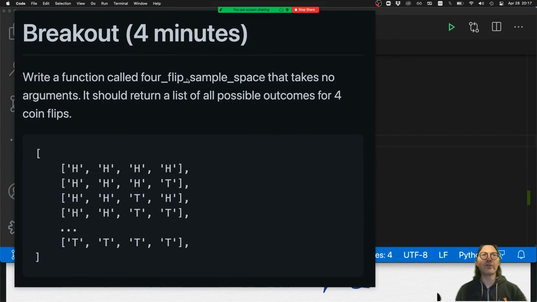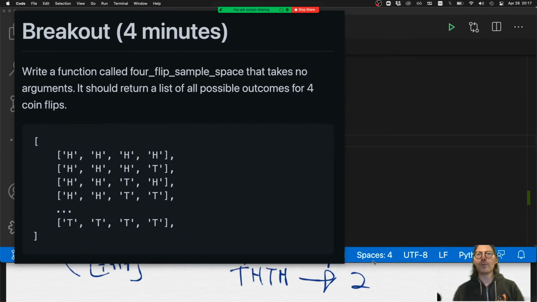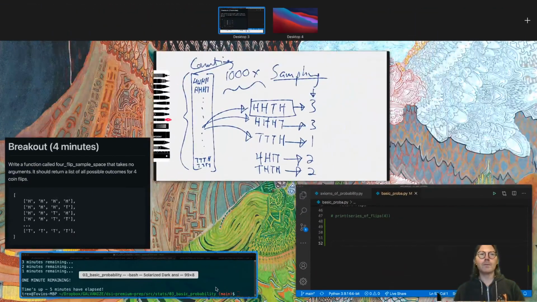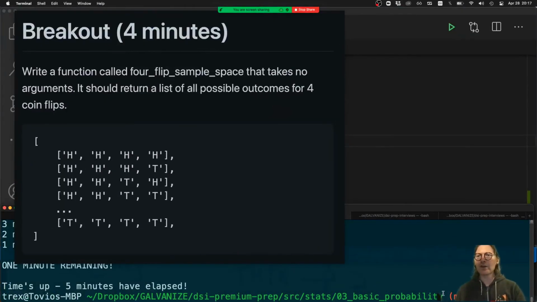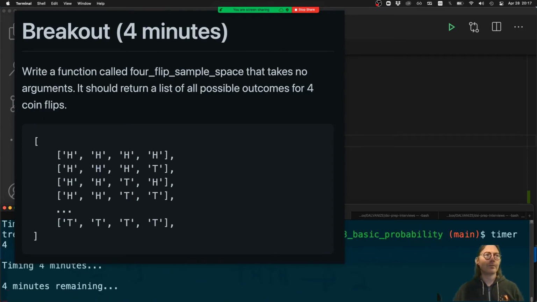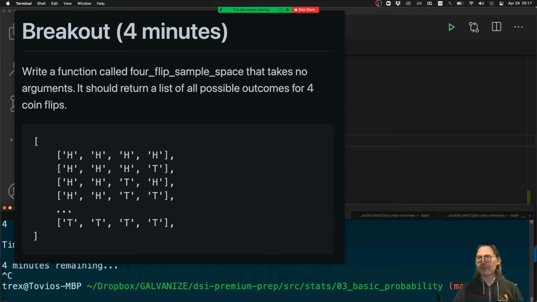So forFlip sample space takes no arguments. It should return a list of all possible outcomes for 4 coin flips. And I'm going to put 5 minutes down for this, not 4. So go ahead and get started. If you have any questions, post them in the Slack about how to do this. Oh, so I was going to do 5, and I am.